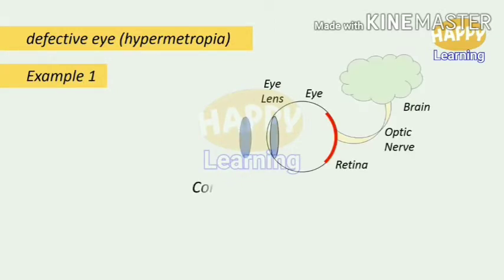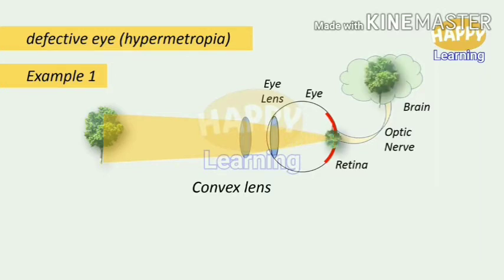There is a convex lens placed in front of the eye. The rays coming from the object are first converged by the external convex lens and then again converged by the eye lens. So the rays meet at the retina. A clear image is formed on the retina and the image read by the brain is clear.